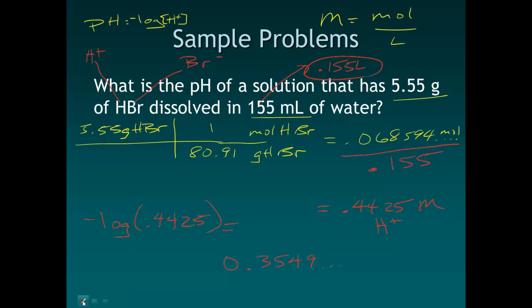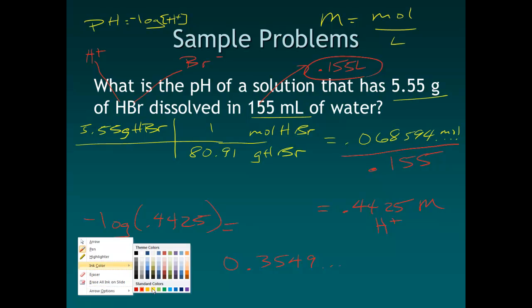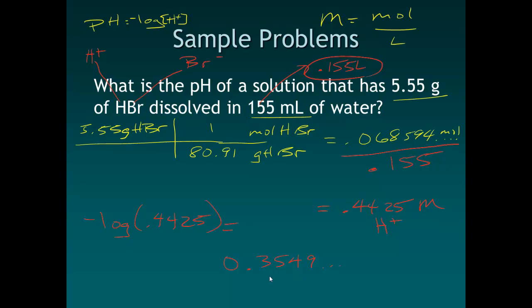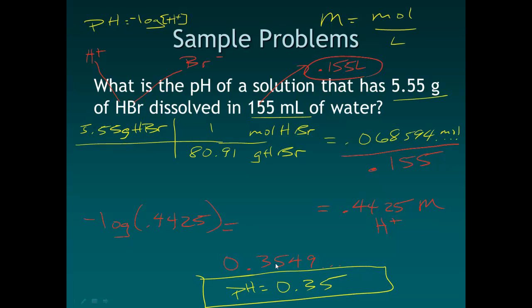And right now, I'm just telling you guys to round to 2 spots after the decimal. And so that's going to give us a pH equal to 0.035. So this is extremely acidic because it's real close to pH 0.